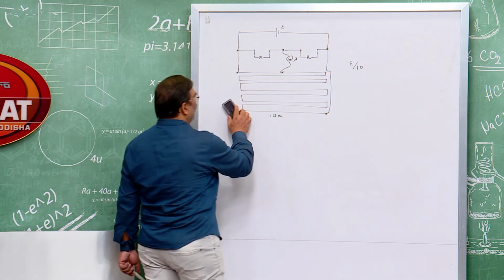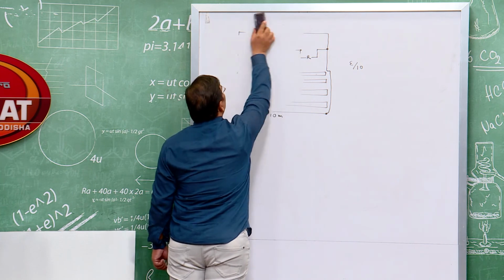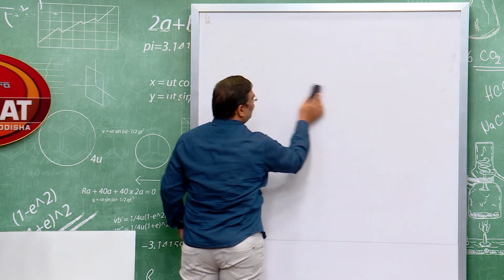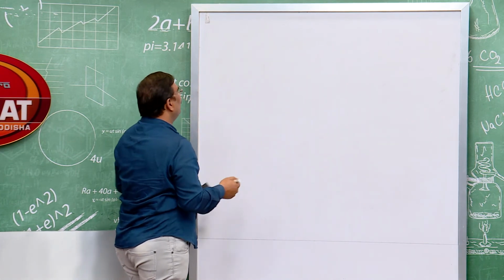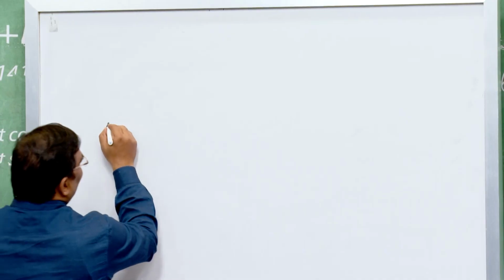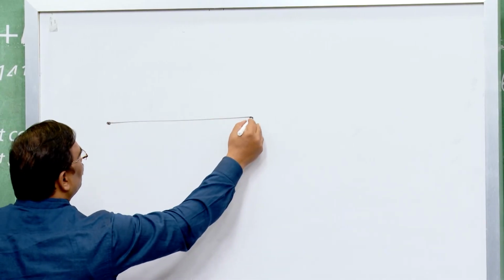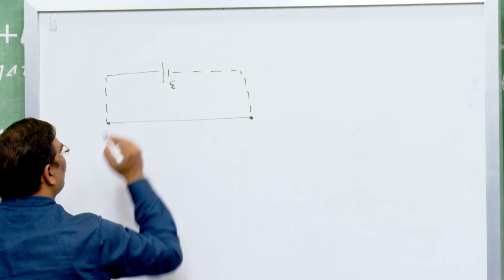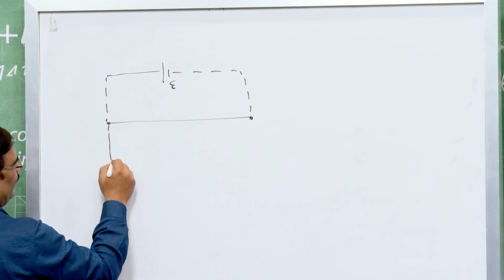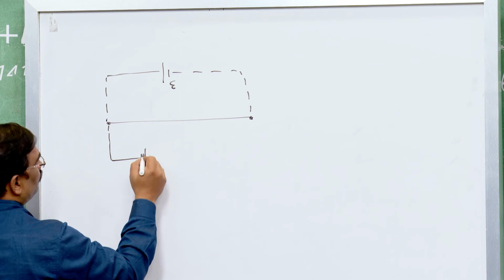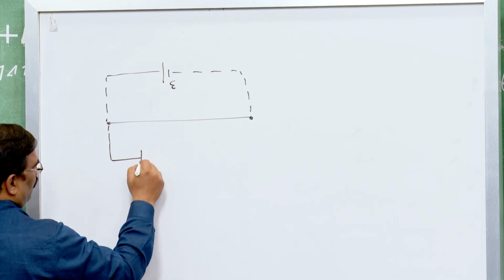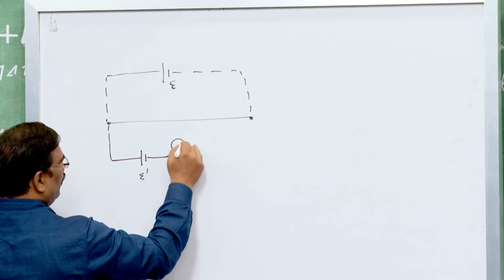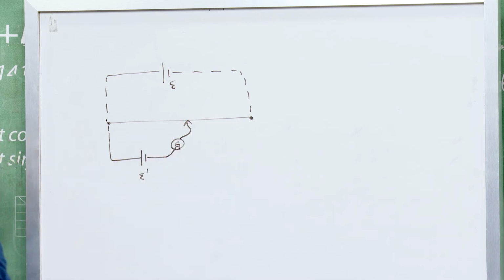Now, let us see how a potentiometer is used. A potentiometer is used to calculate the EMF of a battery. Suppose this is my potentiometer wire and it is biased like this. Now, another battery is used, a battery of EMF E dash, and here is my galvanometer and this is my jockey.